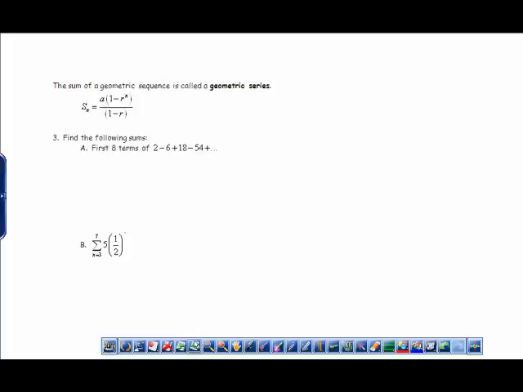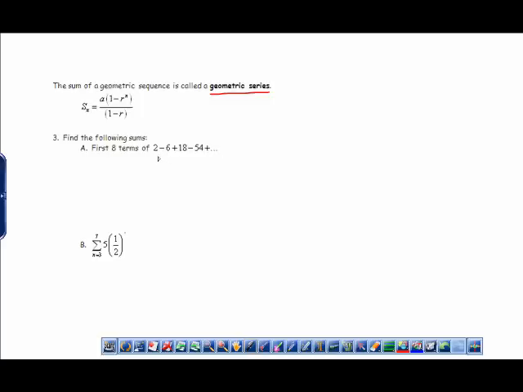Okay, so now we're looking at the summation of geometric sequence. We have a formula here. Don't worry about memorizing this formula for the time being, but this is what a geometric series is. Okay, so it says find the following sums. The first 8 terms of this series.